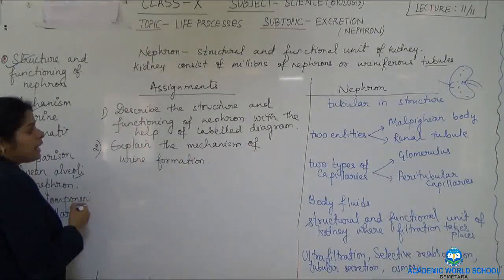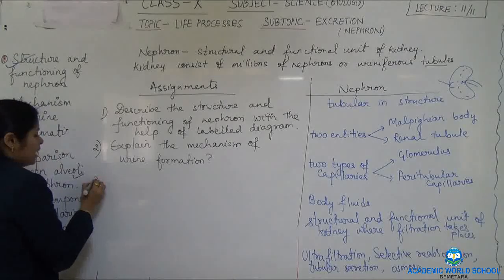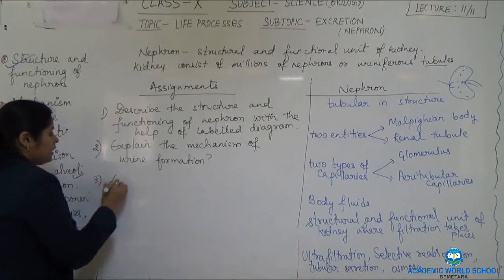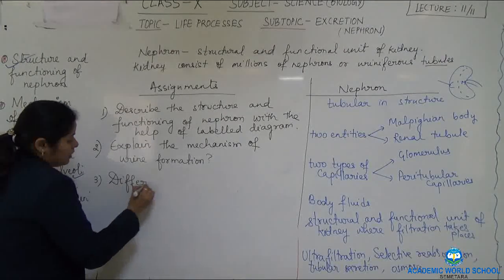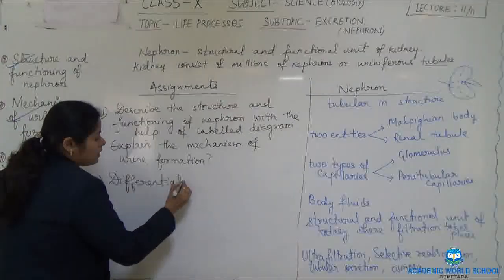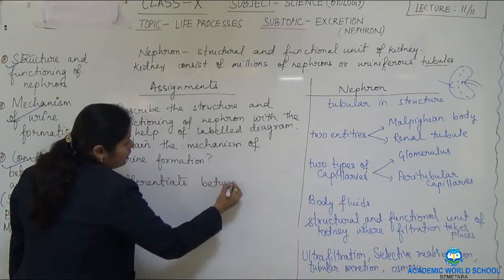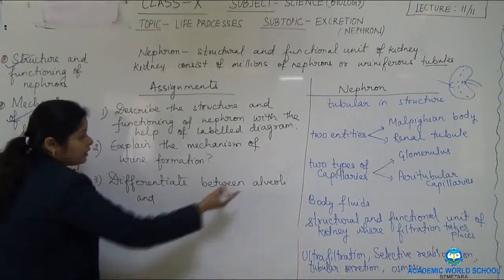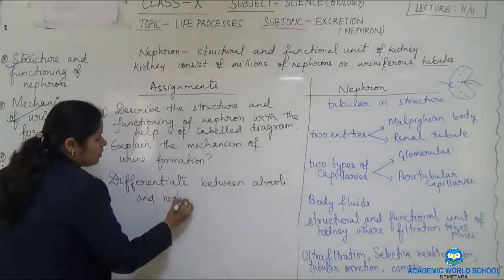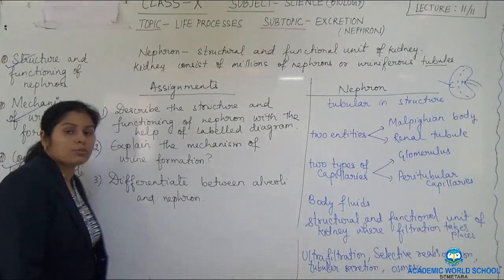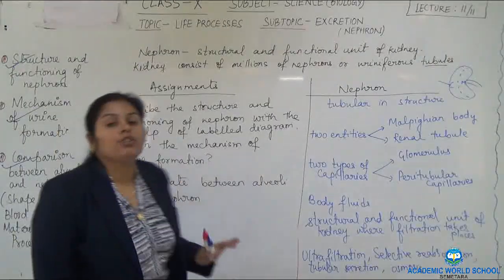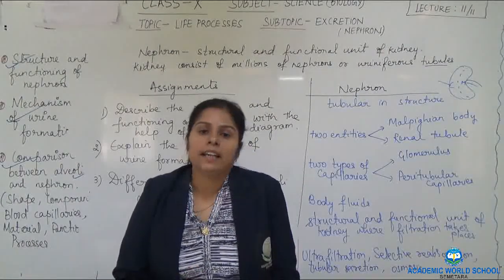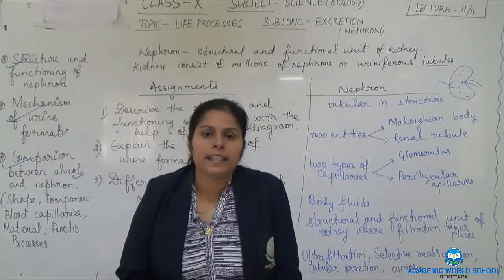Second one was explain the mechanism of urine formation, and the last one, compare or differentiate between alveoli and nephron. This is the difference which we read just now. There are 6 points. It is a 3 marks question. So these are the 3 questions that you will be completing, and you will take a pic of it. You can complete it in any copy. Take a pic of it and send it through ERP.